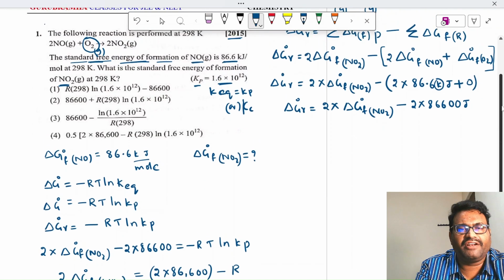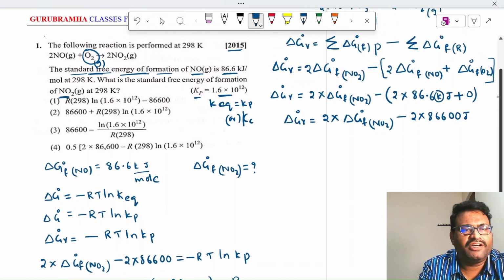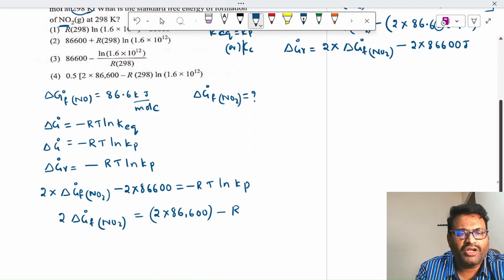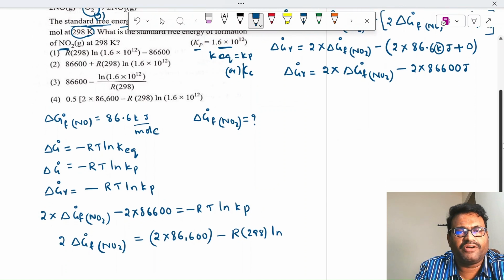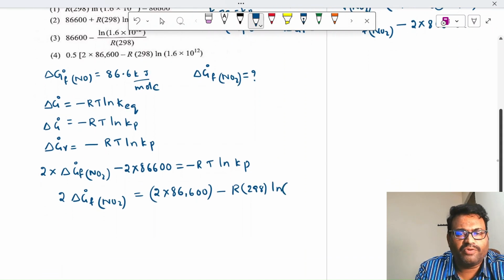T, how much is given? In the question it is given as 298 Kelvin. So R into 298 into natural log of Kp. How much is Kp given? Kp is given as 1.6 into 10 power 12.